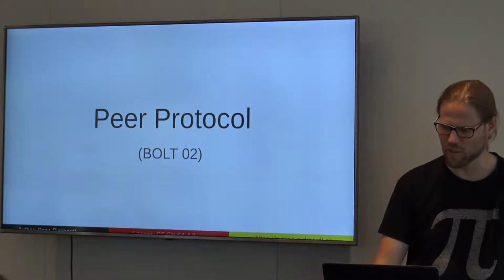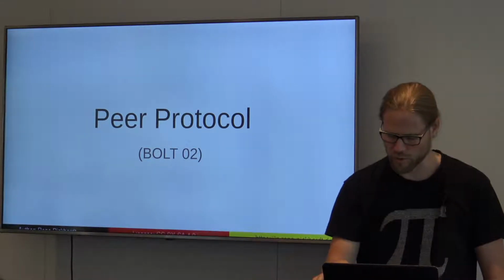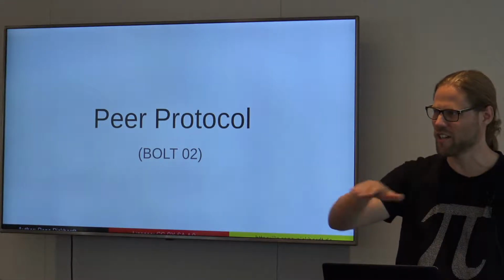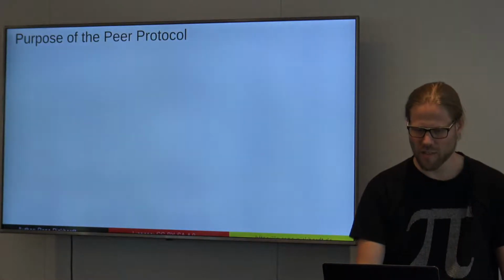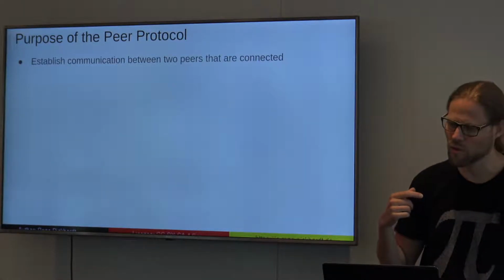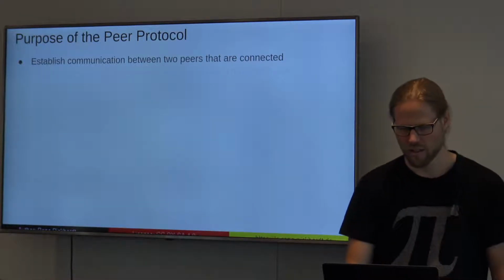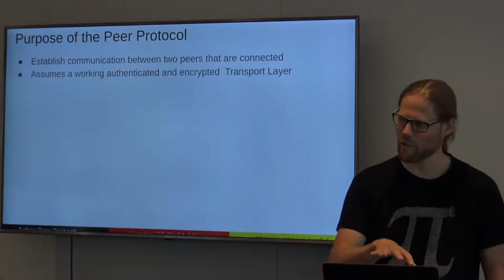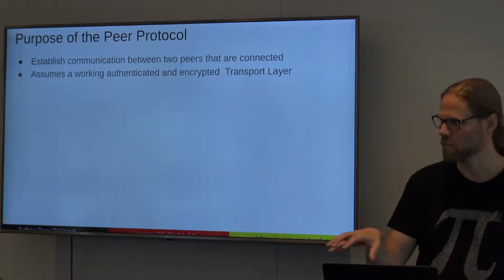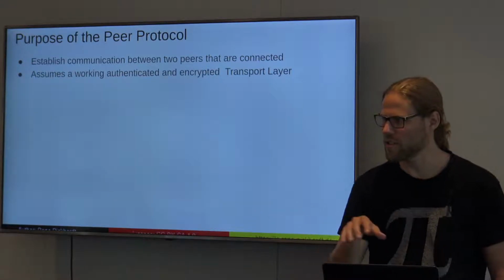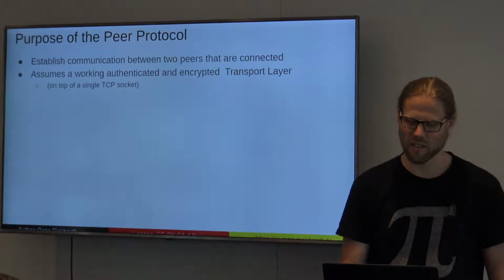And now I'm going to talk a little bit more about the peer protocol. Because as Christian already mentioned in the first talk today, the update layer is really happening in BOLT 2, and this is called the peer protocol. The purpose of the peer protocol is to establish communication between two peers that are connected. And for the remainder of this talk, I assume there is a working, authenticated, and encrypted transport layer, which is BOLT 8 with the Noise XK framework that we discussed before. So this is on top of a single TCP socket.